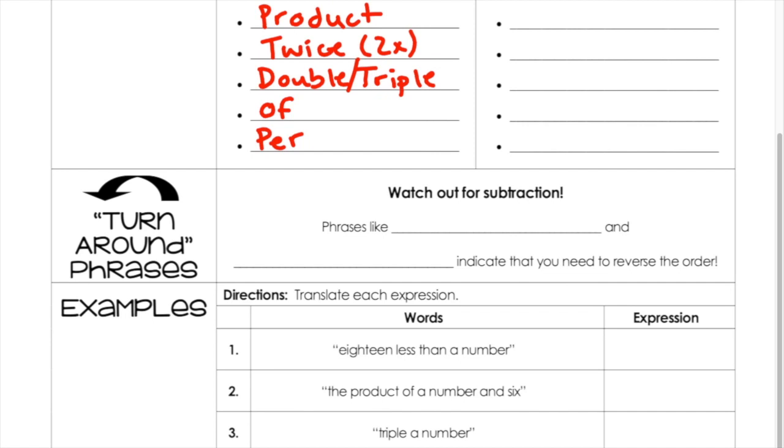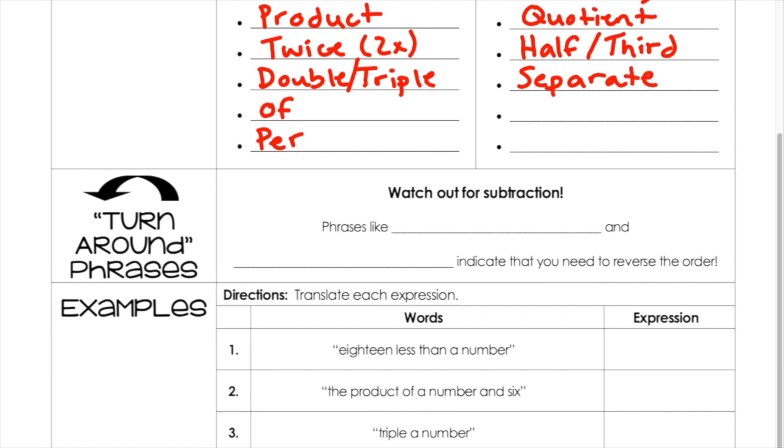For division, we have divided by. We have quotient, the answer to a division problem. Half or third, so that means we're dividing it by 2 or 3, and separate. Okay, so these are some keywords for multiplication and division.